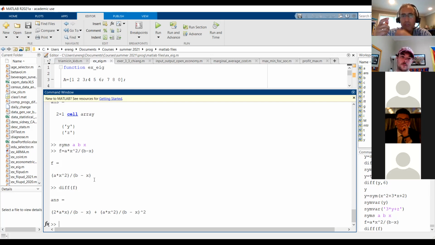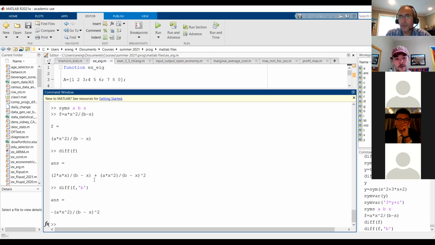But what if I don't want to differentiate this function with respect to x? I want to differentiate with respect to b, for example. This is the way you do it. If you want specific variables to be the ones that you differentiate with, you simply tell MATLAB which one is the one that you want to differentiate.